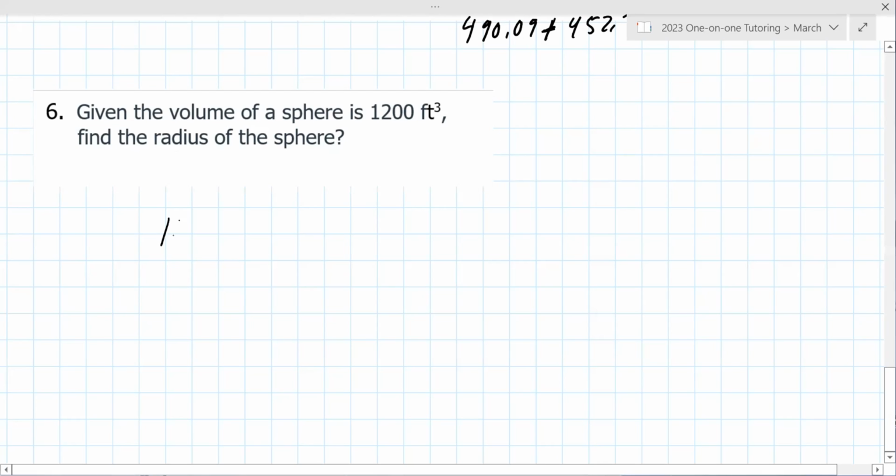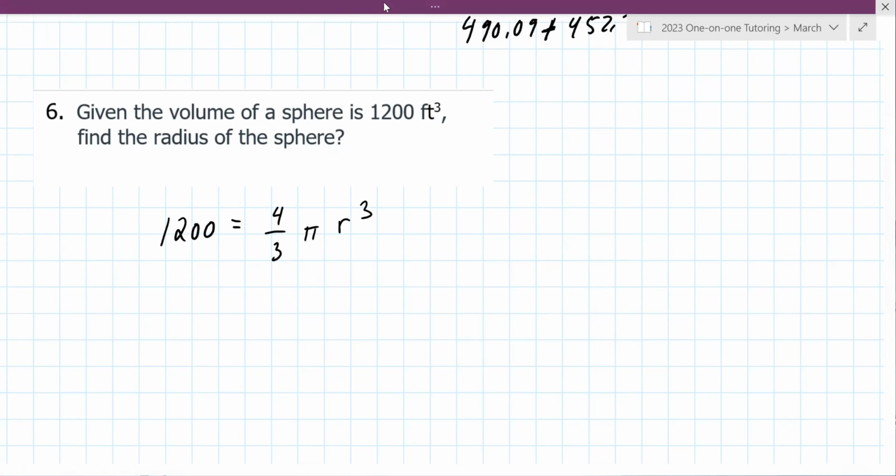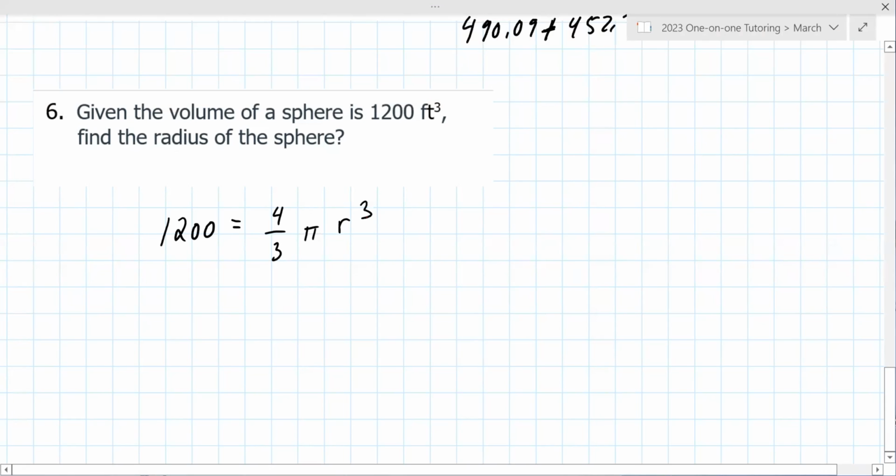Okay. The volume of a sphere is 1200. So they're giving you the answer. They're saying 1200 is 4/3 pi r cubed. Now for solving this, this is a test of your algebra basically. You want to undo the 4/3 first. So you do that by multiplying both sides by the reciprocal. So on the right, all that cancels. So you're left with pi r cubed.